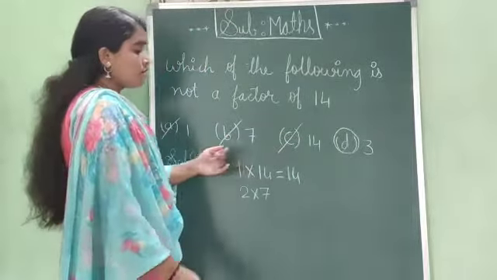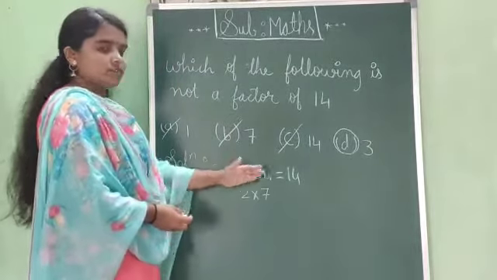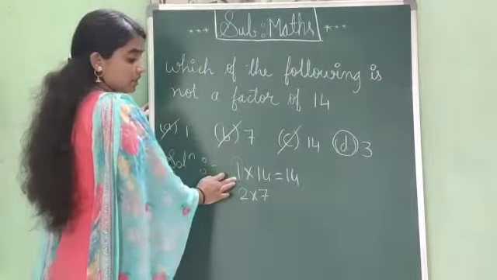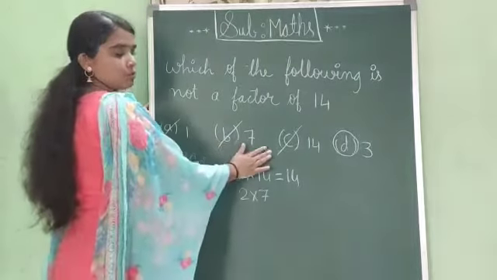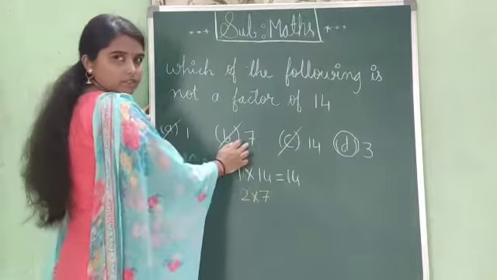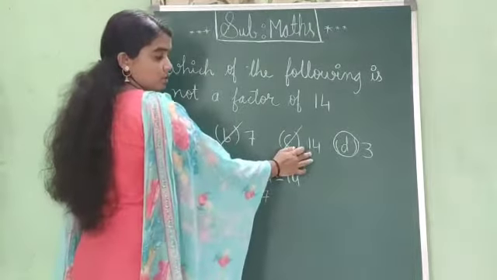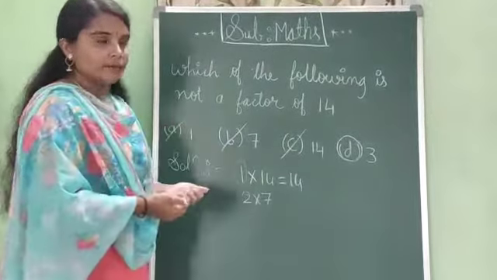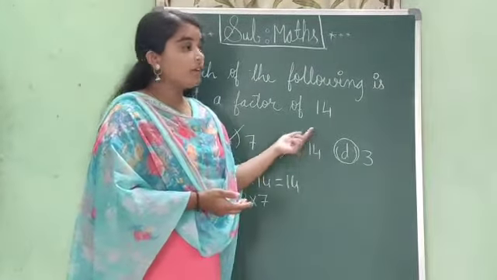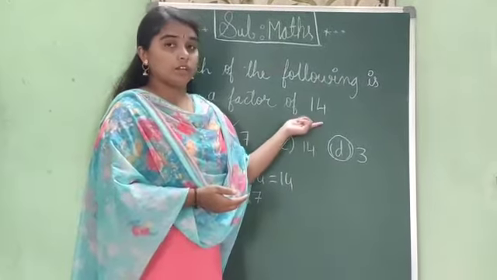Clear? Understood now? So what I did here: first we need to write all these, then you should search whether these numbers are in the options. So 1 is there, 7 is there, 14 is there. But in the 3 table you will not get 14. Is it? If you read the table, you will not get 14 here.